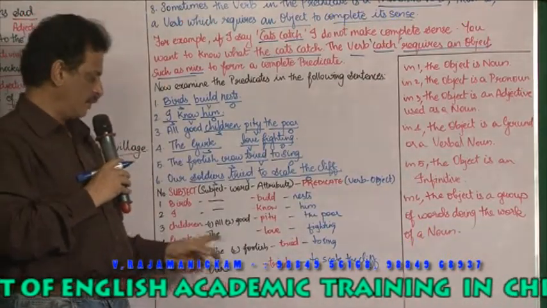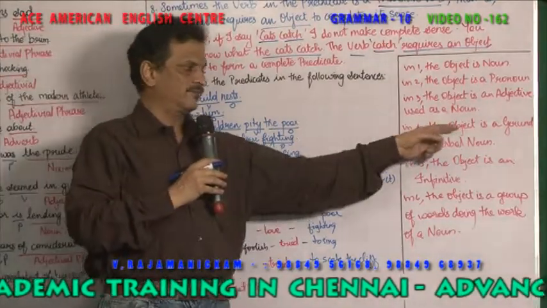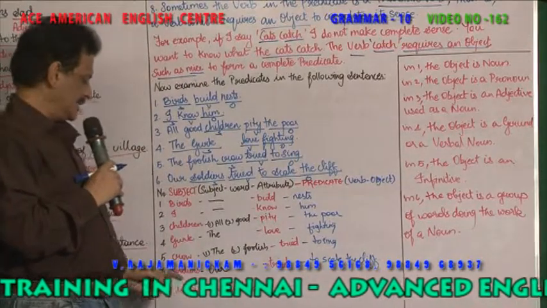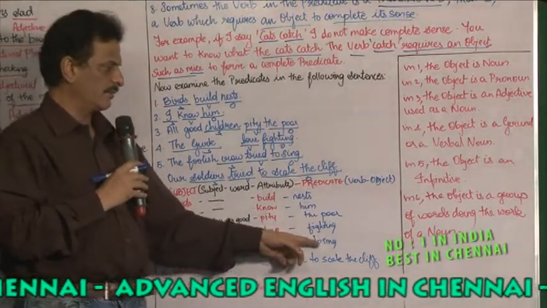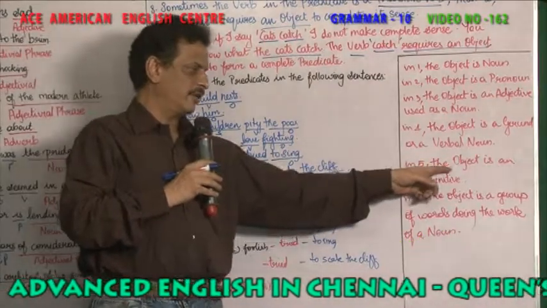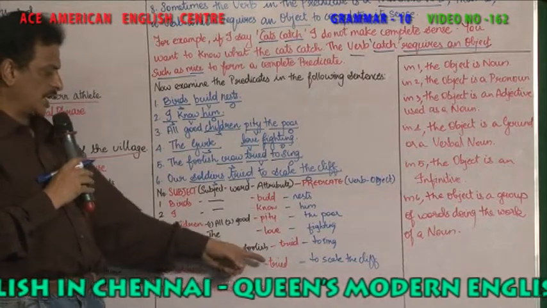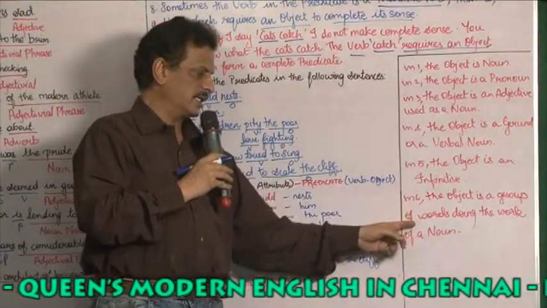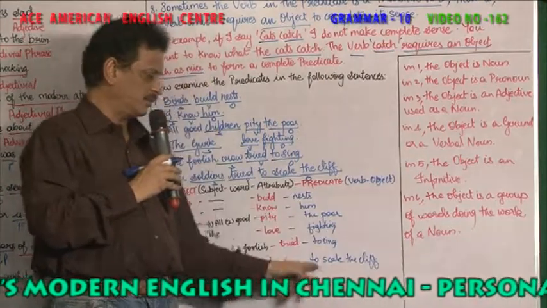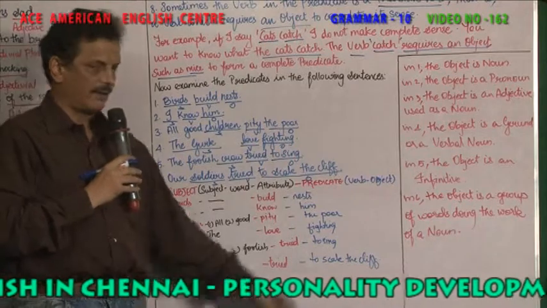In the fourth, the gurk love fighting. This fighting, the object, is a gerund. In sentence 5, the foolish crow tried to sing. The to sing becomes an infinitive. The object is an infinitive. In sentence 6, our soldiers tried to scale the cliff. So in sentence 6, the object is a group of words doing the work of a noun, to scale the cliff. They try to scale the cliff.